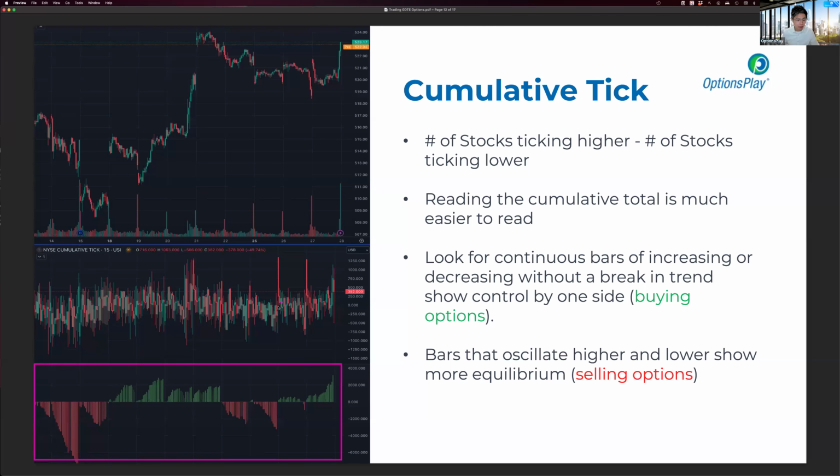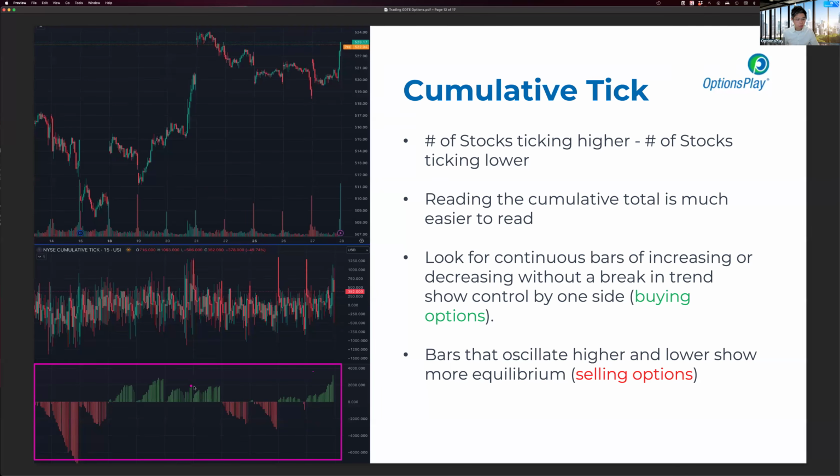What we're doing is, after each 15-minute bar, you take the closing value of that cumulative tick, and within each session, you just add it up. If more stocks are ticking higher in this 15-minute candle, you take the value of that, and then the next 15 minutes. If more stocks are ticking higher, you add to it. If there are more stocks ticking lower, you subtract from it. What you're really looking at is how it progresses throughout the day.